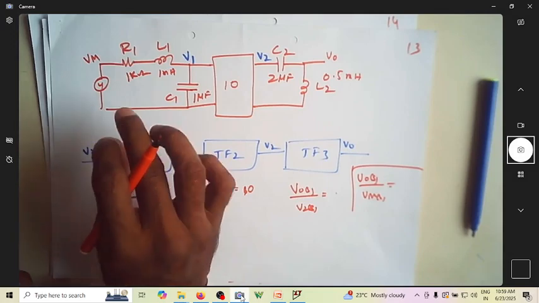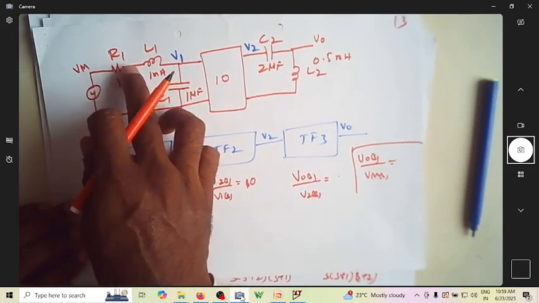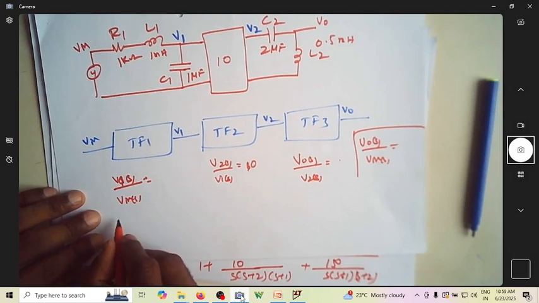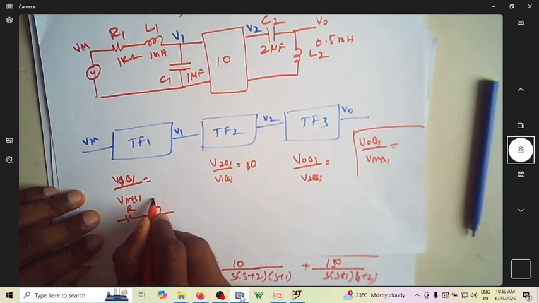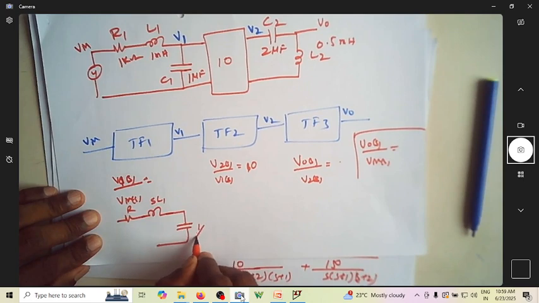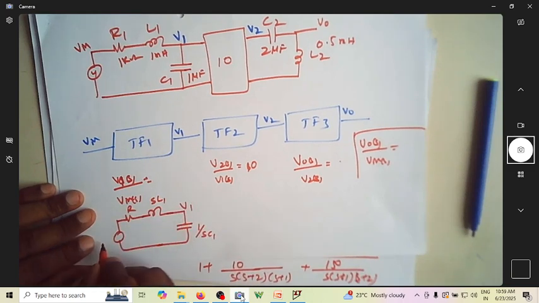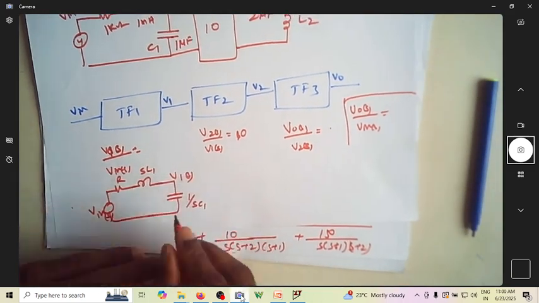Again, there is no need to write the signal flow graph or all these things, because it's easy to find the transfer function for this one. So what do you have? You have R, you have SL1, and you have 1 over SC1. So I have this as V1, this is Vn. Vn of S, this is V1 of S.